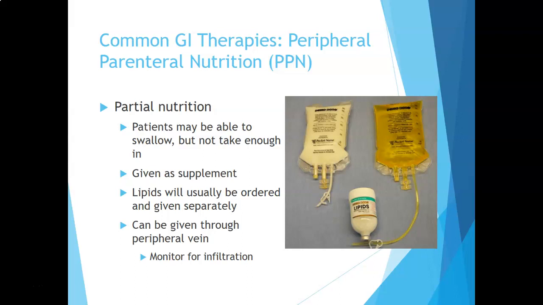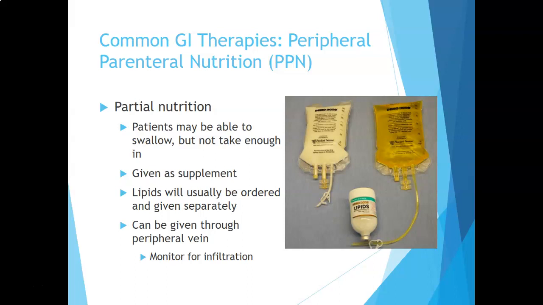So generally we'll see this if a patient can swallow and eat, but is not able to take in enough nourishment to meet their body's requirements. It's really given to supplement a diet. Glucose content is going to be no more than 10%, which is not enough to supply the caloric needs of the body. So in an effort to increase calories, lipids will usually also be given separately.